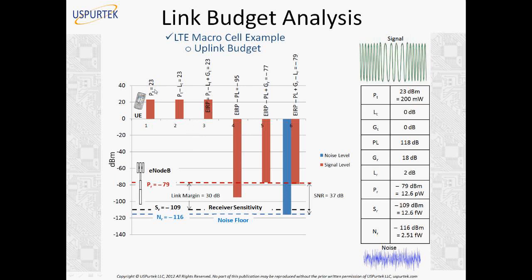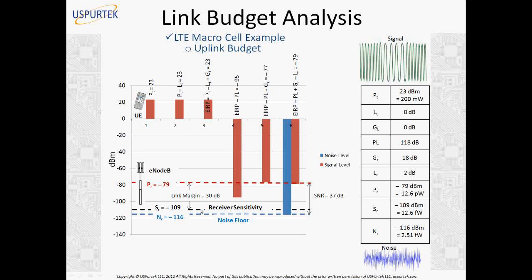So we start with 23 dBm, and then because loss is only 0 dB here, it stays at 23 dBm. Gain is again 0 dB for the handset, so 23 dBm. Path loss is 118. It drops down to how much? Minus 95 dBm. So the signal is very weak here.